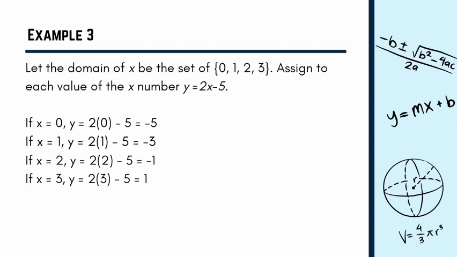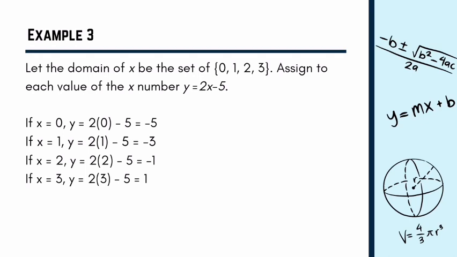So first, if x is equal to 0, then y is equal to 2 times 0 minus 5, so the dependent variable is negative 5. Next, if x is equal to 1, our independent variable changes to 1, so the whole equation changes. So y is equal to 2 times 1 minus 5, which is negative 3.